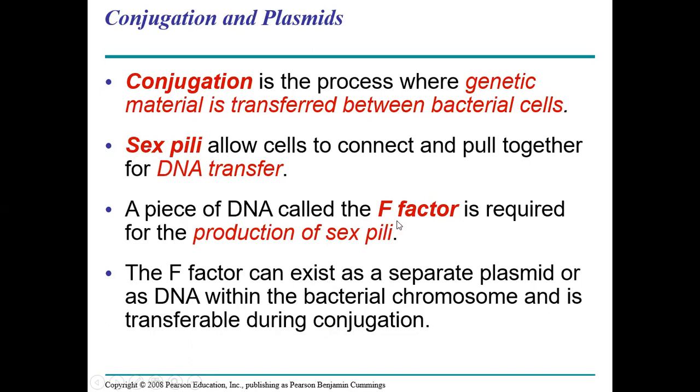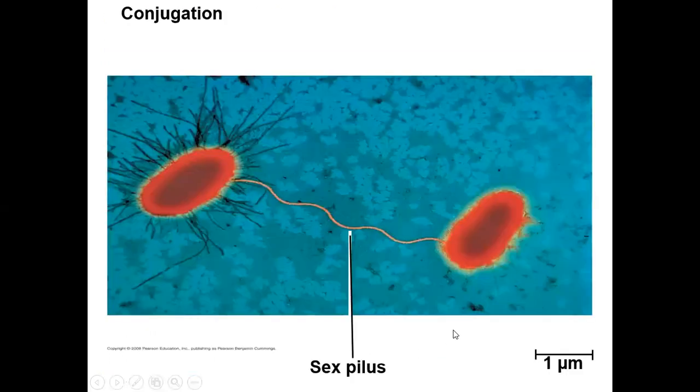A piece of DNA called the F factor is required for the production of sex pili. Sex pili is only a connection between two bacteria, and for the production of that sex pili, what we require is one F factor. The F factor can exist as a separate plasmid. What is the F factor then? The F factor will be present as a separate plasmid or as DNA within the bacterial chromosome, as it is transferable during conjugation. The F factor will also be transferable during conjugation.